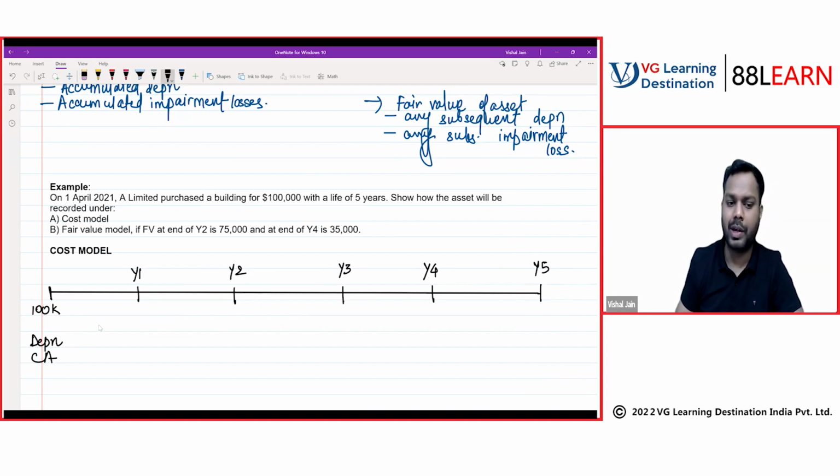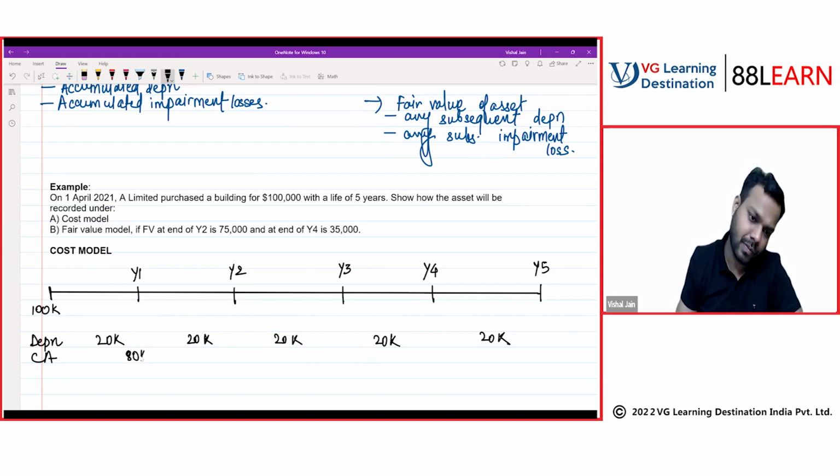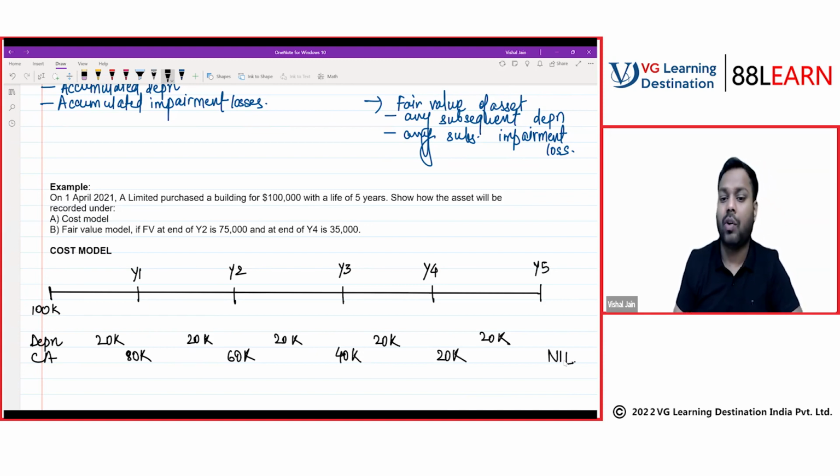Depreciation for each year is 20K. Now, what is the carrying amount at the end of the first year? It's 80K, then 60K, then 40K, then 20K, and then nil. This is all your cost model.